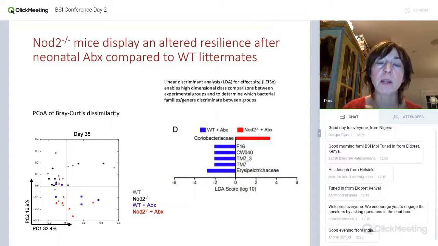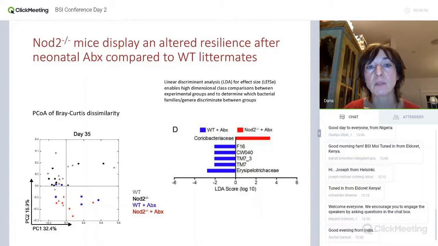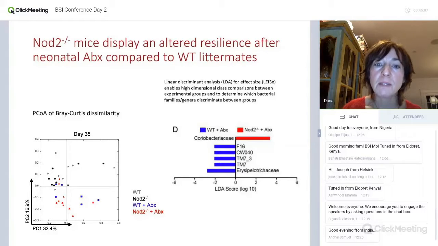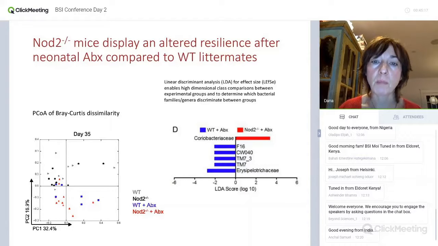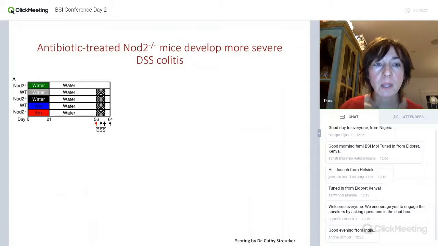And this enables us to compare between experimental groups to determine which bacterial families or genera discriminate between these two groups. Doing that, we saw that the Nod2 knockout mice with antibiotics had more of this family of bacteria within their microbiota, and they were missing these ones shown here in blue, which were more associated with the wild type mice on antibiotics. So there seemed to be some organisms that were different and popping out in the Nod2 knockout mice, and some were actually missing.